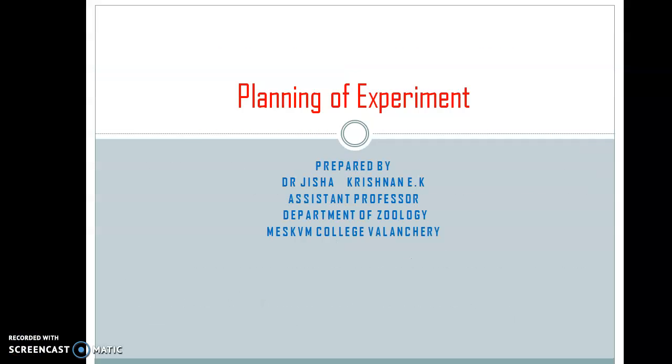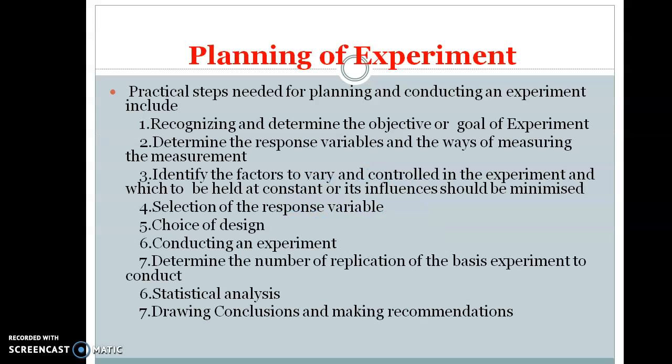Now we are starting with the topic planning of experiment. The planning of experiment includes the different practical steps which are needed for planning and conducting an experiment. It includes the following 7 major steps. The first one is we need to recognize and determine the objective or goal of that experiment.